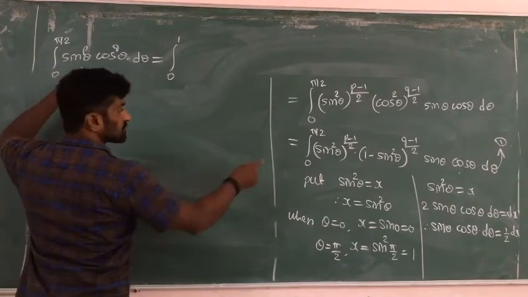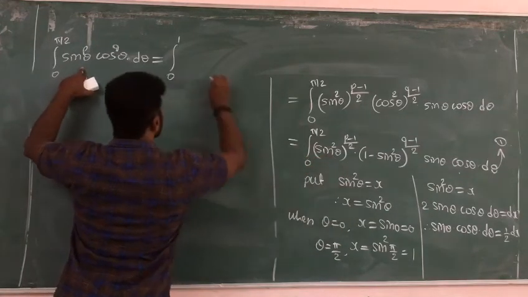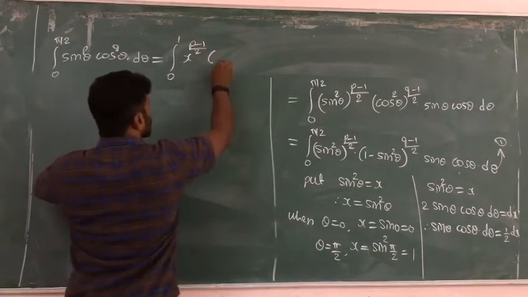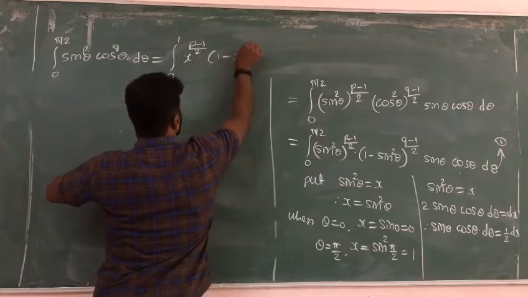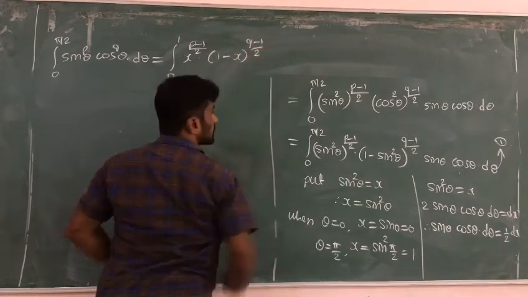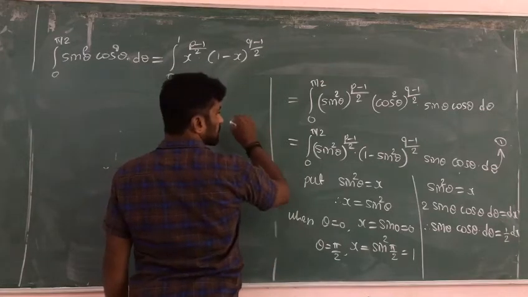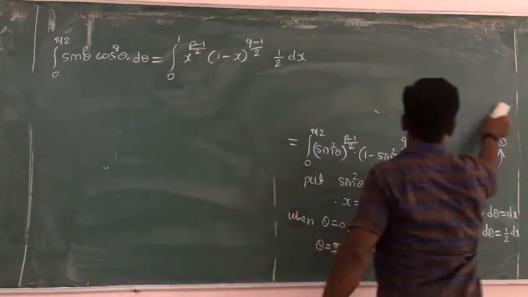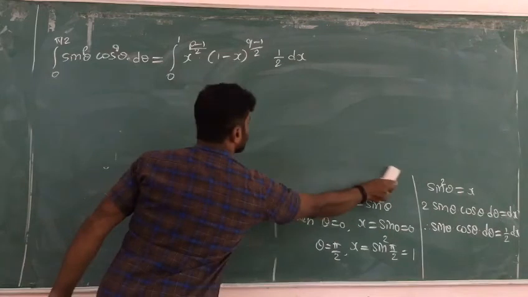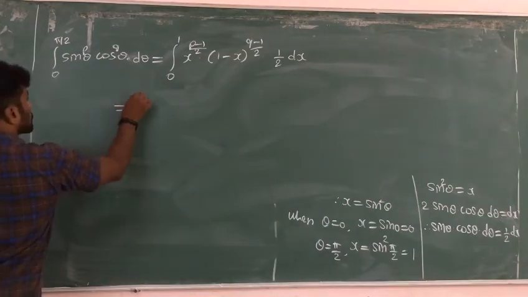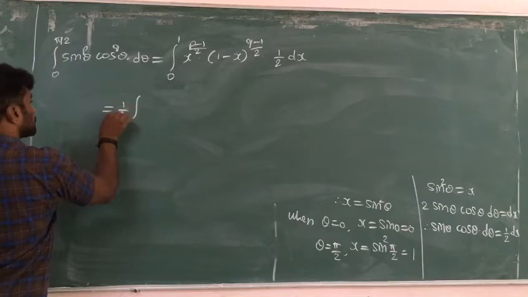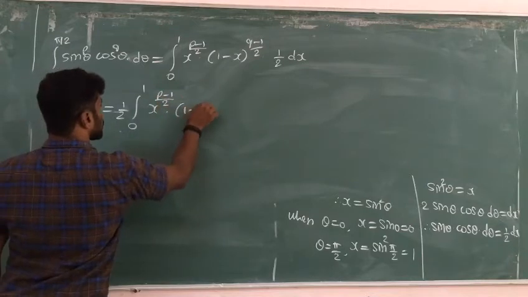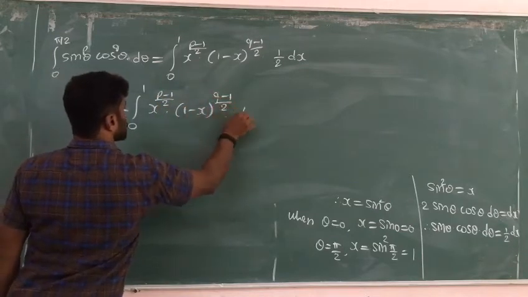So sin square theta is x, into x raised to p minus 1 by 2, into 1 minus sin square, it is x raised to q minus 1 by 2, into sin theta into cos theta, so that is equal to 1 by 2 into dx, right? So that equals the integration of 1 by 2, take it outside, 0 to 1, x raised to p minus 1 by 2 into 1 minus x raised to q minus 1 by 2 into dx.